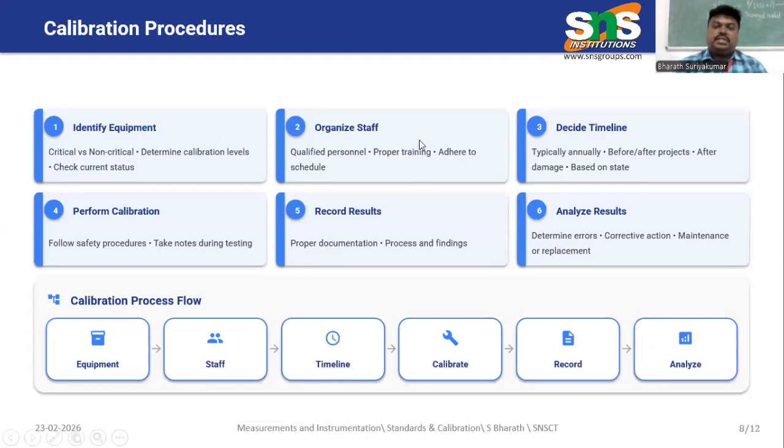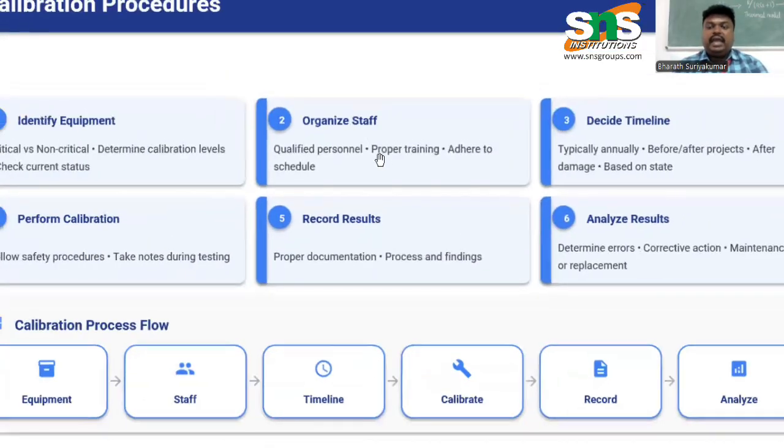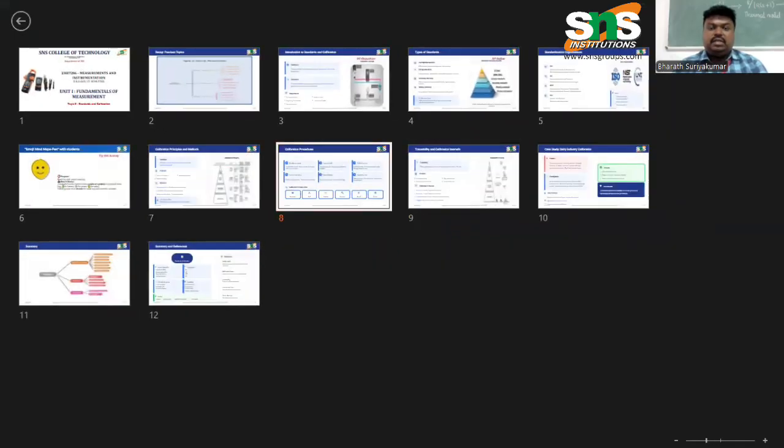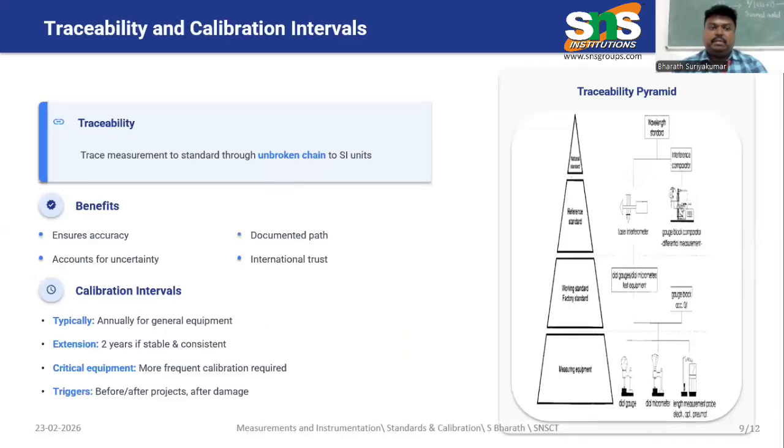So during the calibration process, you can identify the equipment. The calibration process flow is shown in the diagram here. Identify the equipment, critical or non-critical, and determine the calibration level of the equipment. Next, pass it to the calibration organization staff. Qualified staff should handle the normal calibration process. Decide the deadline time, typically annually. Perform the calibration and record the results. Analyze the results. So these are the various stages of calibration.